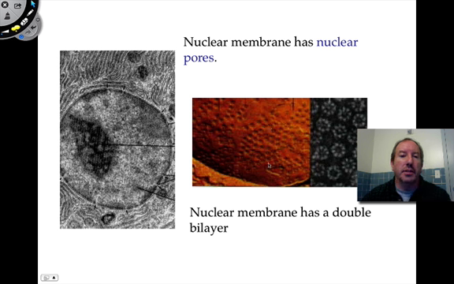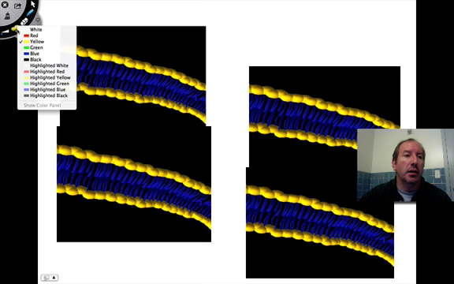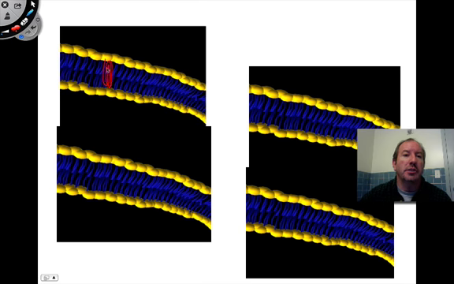And so I think this next image will help you understand that. If you have one phospholipid bilayer, on occasion, you can have proteins embedded in it.